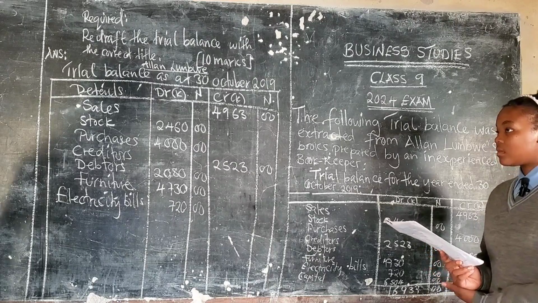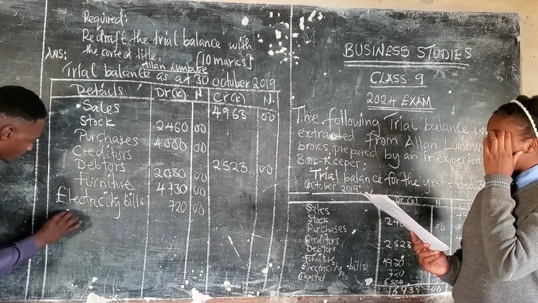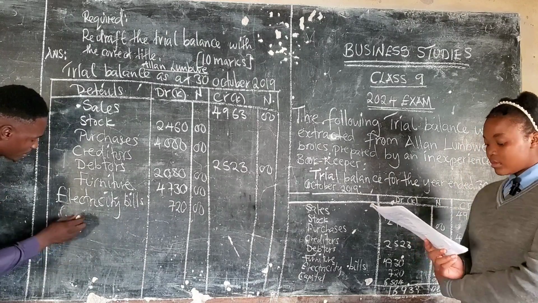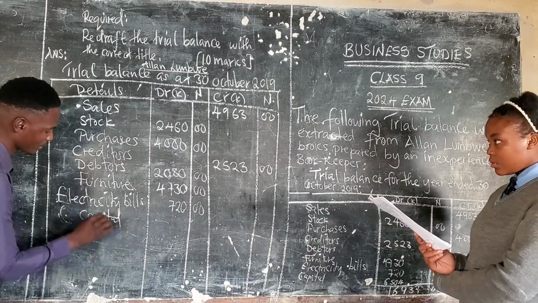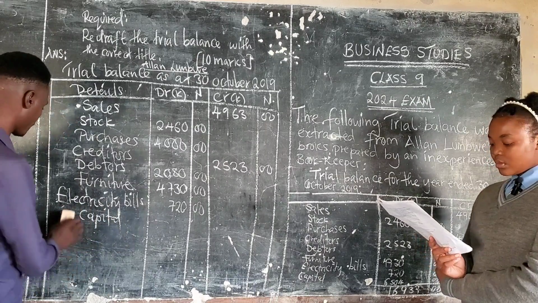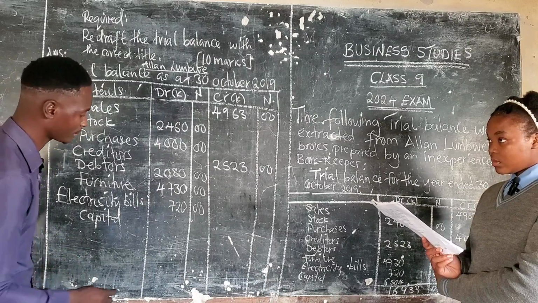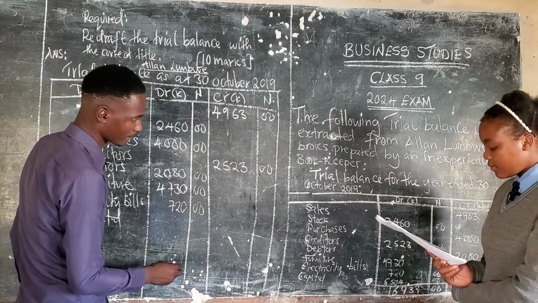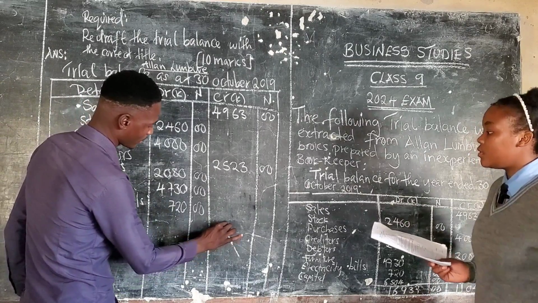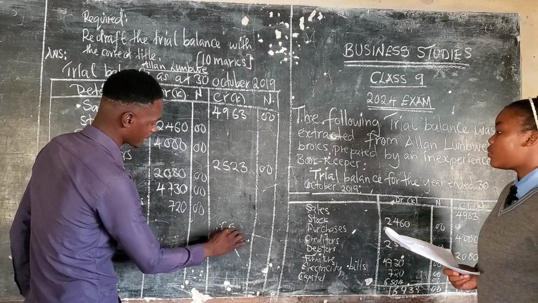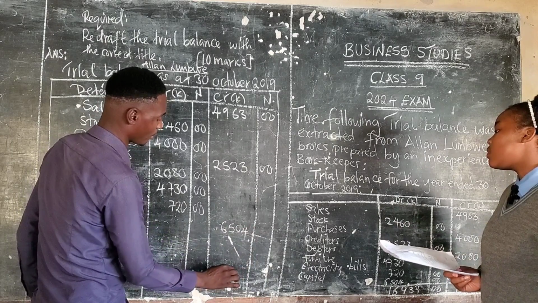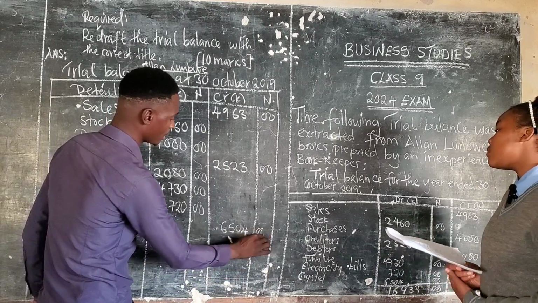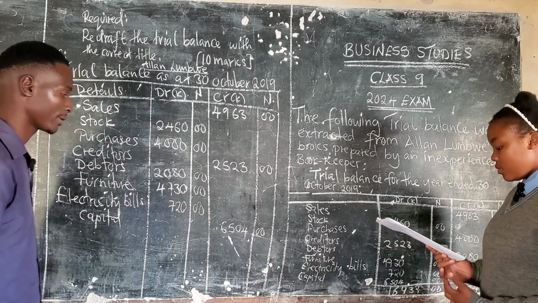Another one, capital. Where do we take capital? Credit. Capital credit. How much? 6,504. Next, we're done.